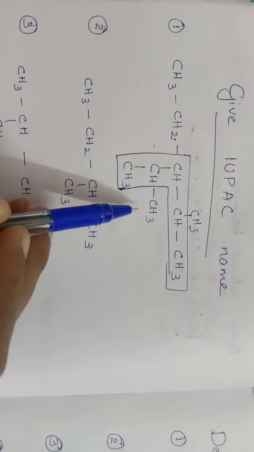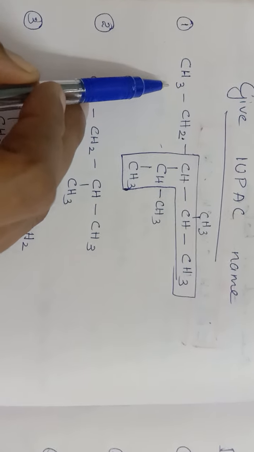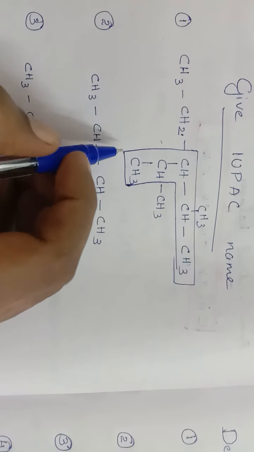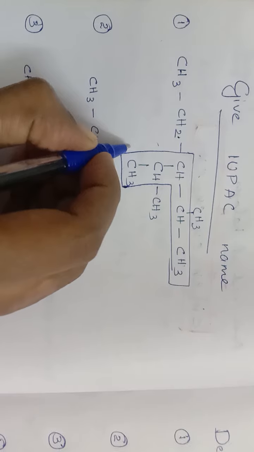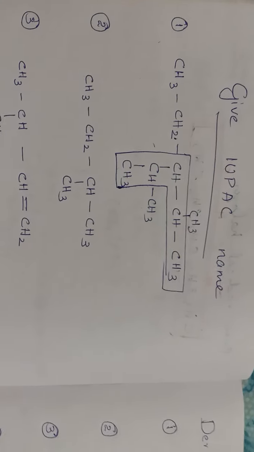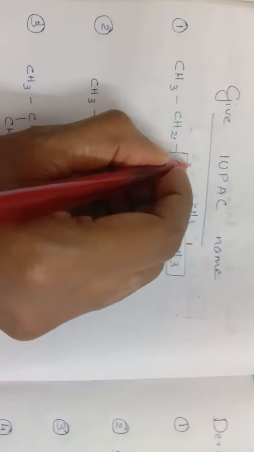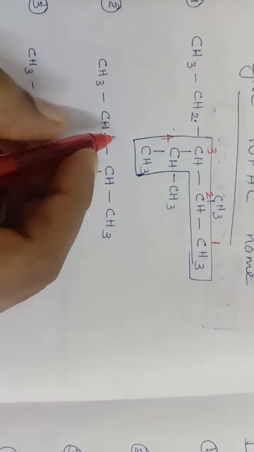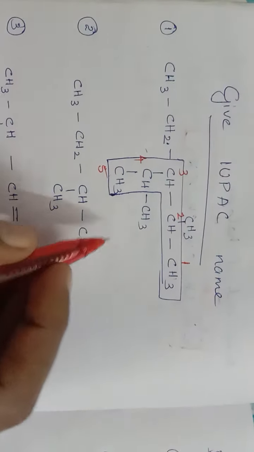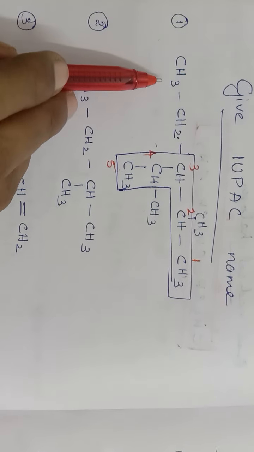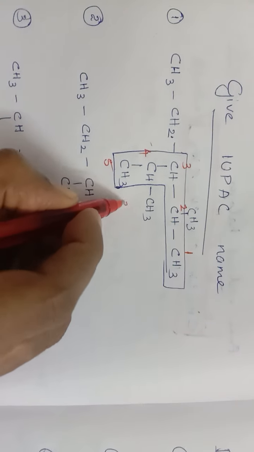It contains 3 branches, 2 methyl groups and 1 ethyl group. Now it can be numbered from any direction because the substituents get the same number from either direction. So I am putting number 1, 2, 3, 4, 5. This is the numbering. Ethyl group comes first in the alphabet, so it should be named first. The position number of the ethyl group is 3.